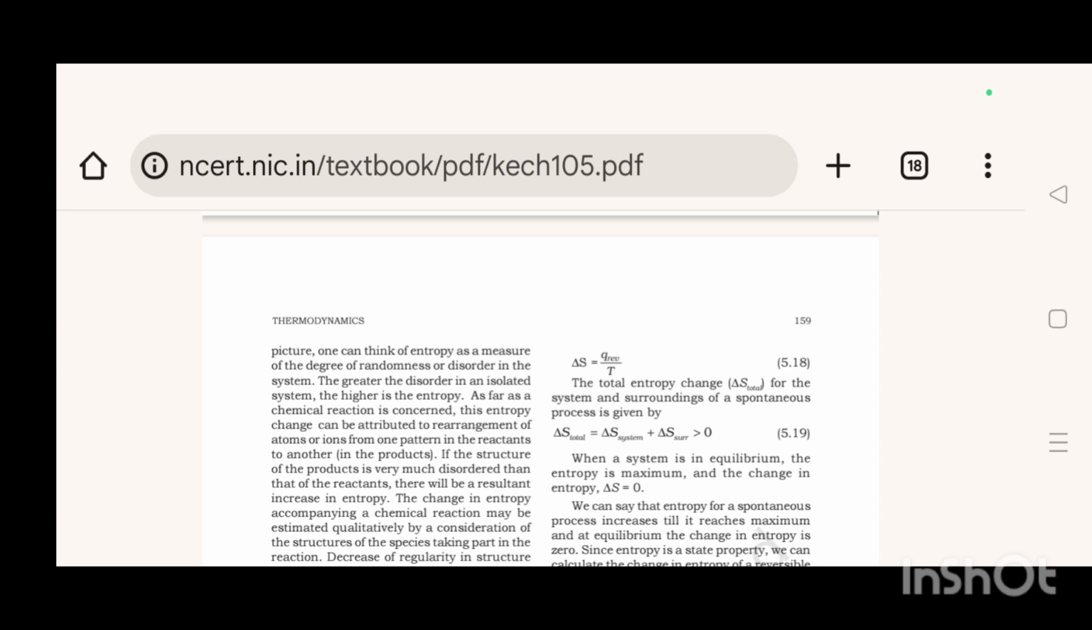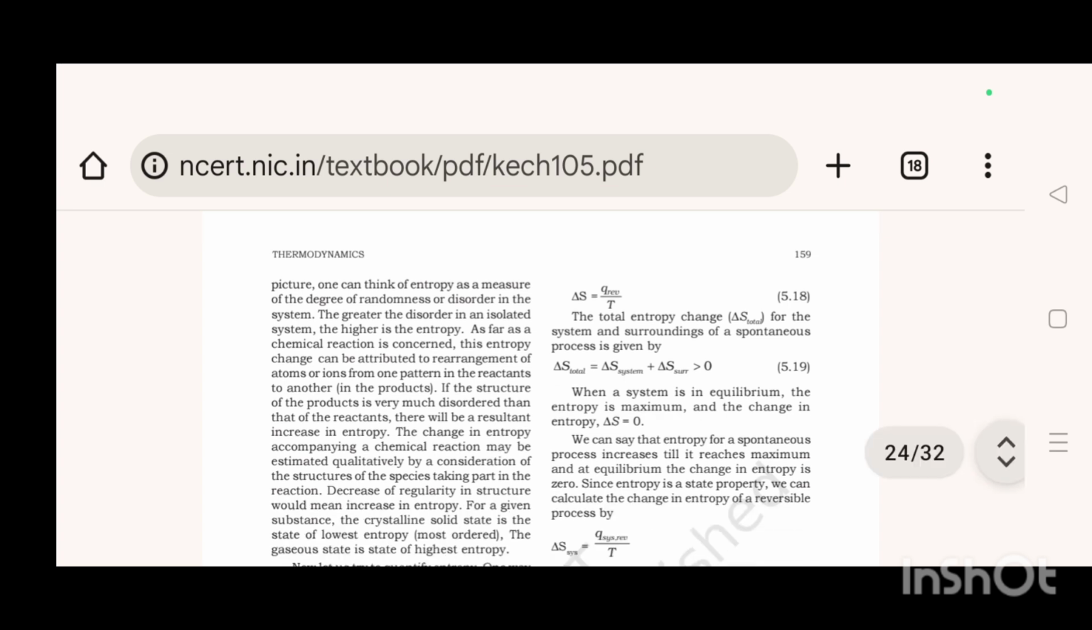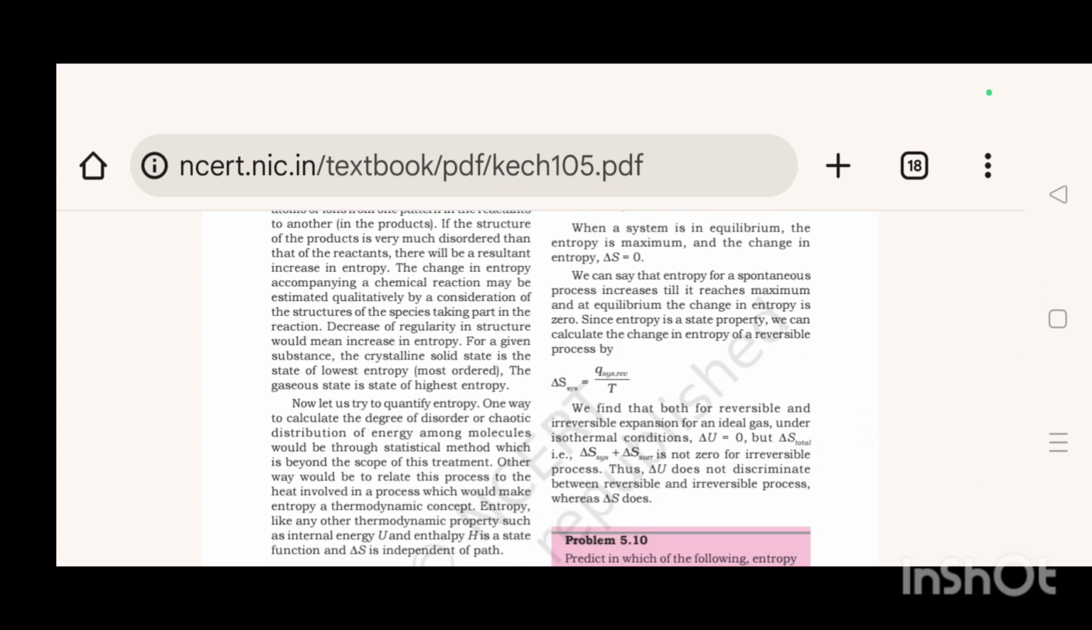When a system is in equilibrium, the entropy is maximum and the change in entropy is 0. We can say that entropy for a spontaneous process increases till it reaches a maximum, and at equilibrium the change in entropy is 0. Since entropy is a state property, we can calculate the change in entropy by delta S system equals delta S system reversible by T.